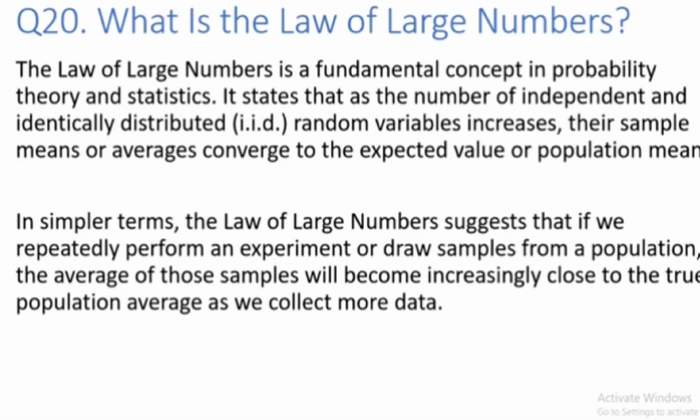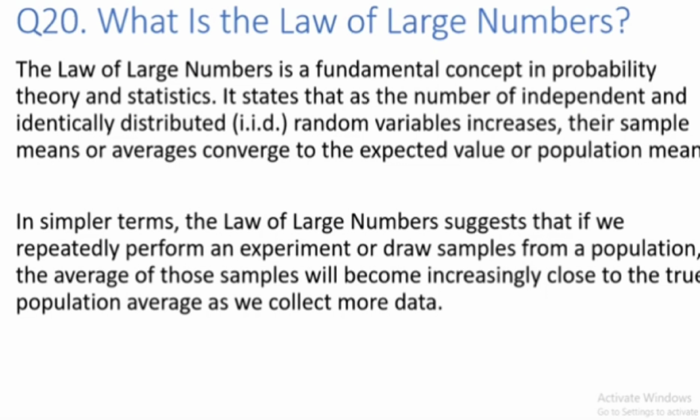What is the law of large numbers? The law of large numbers is a fundamental concept in probability theory and statistics. It states that as the number of independent and identically distributed random variables increases, their sample means or averages converge to the expected value or population mean.